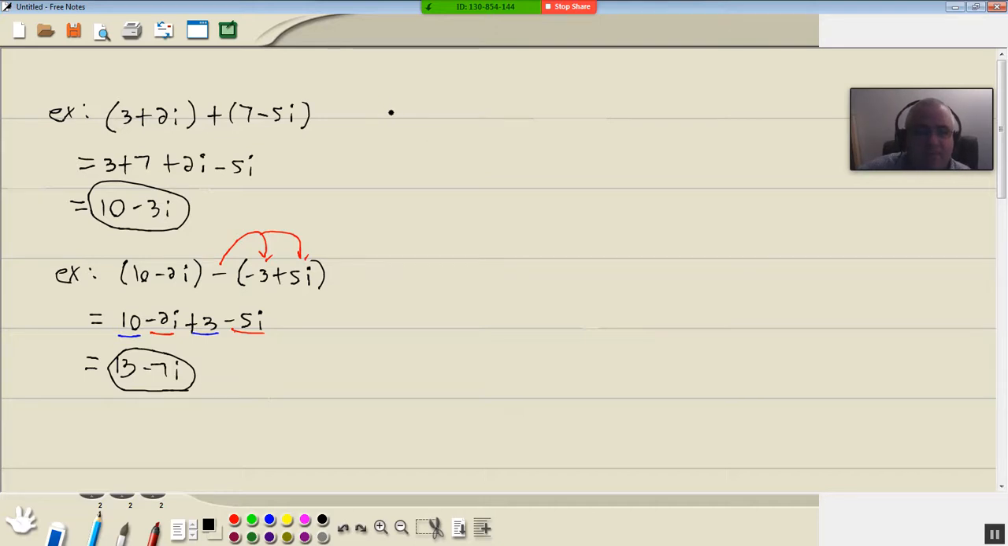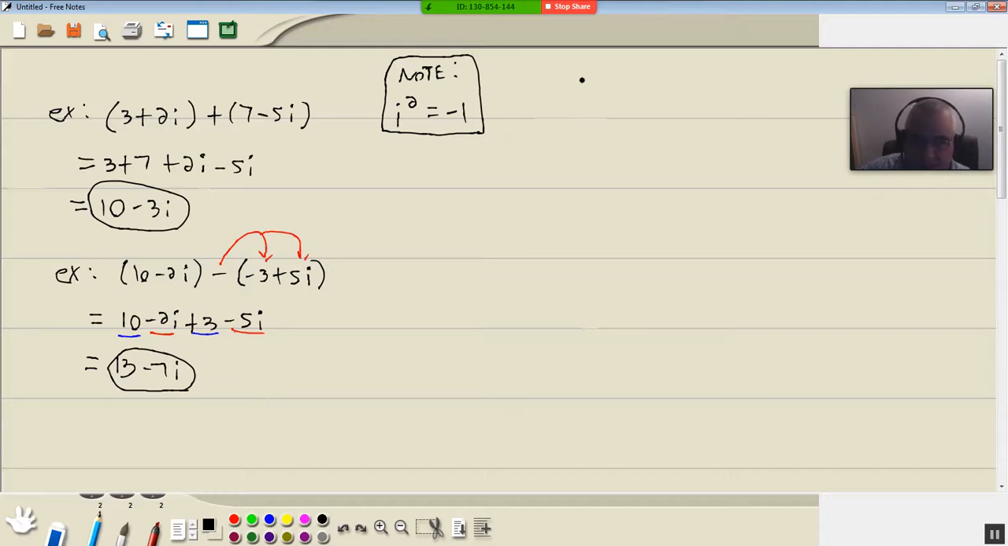Now, occasionally, you'll have an i squared in your problem. And we're going to talk more about the powers of i here in a minute. But i squared is equal to -1. Standard form says you cannot have i squared or above. You've got to have just i to the first power.